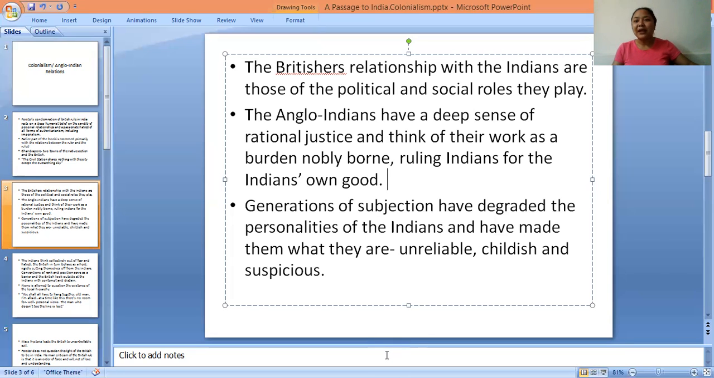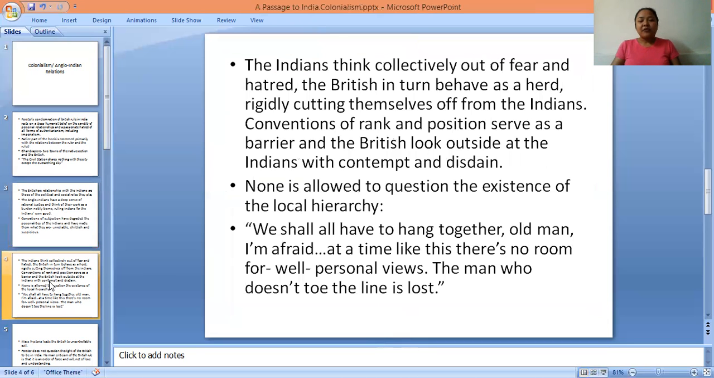the whole ethics of the Westerners trying to civilize the rest of the world is questionable. Generations of subjection have degraded the Indians, and their personalities have made them what they are. They are unreliable, childish, and suspicious. Of course, one moment they will be contemptuously hateful of the British, and the next moment they will try to ingratiate themselves to their British superiors. So that's how they are. And they have become suspicious, and this has made them childish as well.